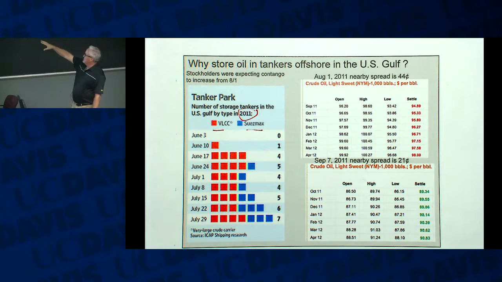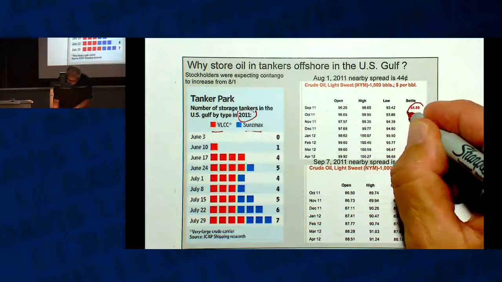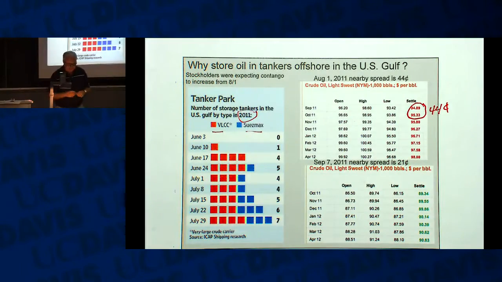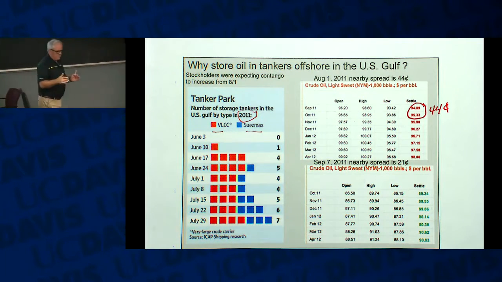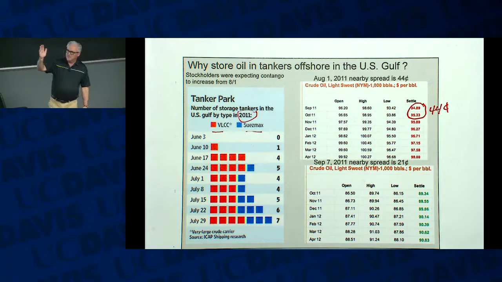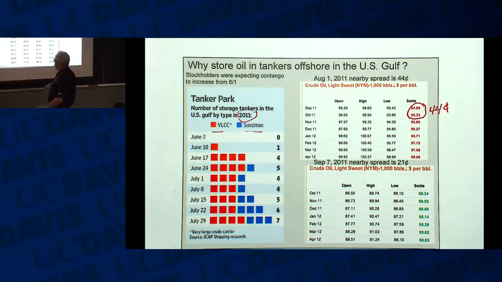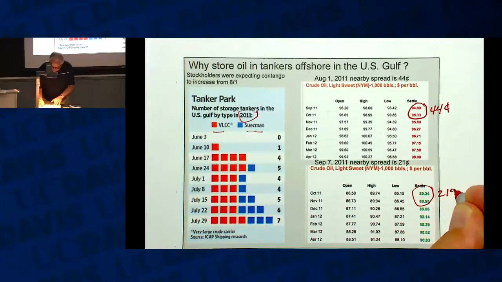What were they doing? They were trying to take advantage of a contango. So if we look on the right-hand side, the nearby spread, 95.33 minus 94.89 was 44 cents. And they were expecting that to increase. So if you buy oil, put it in your tanker, and then that futures curve steepens, then you can sell it and make a nice profit. But guess what? A month later, this nearby spread was 21 cents. Okay? So they were wrong.